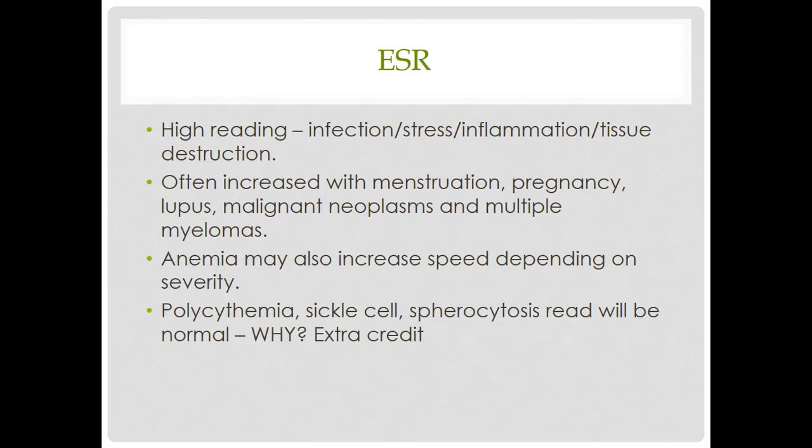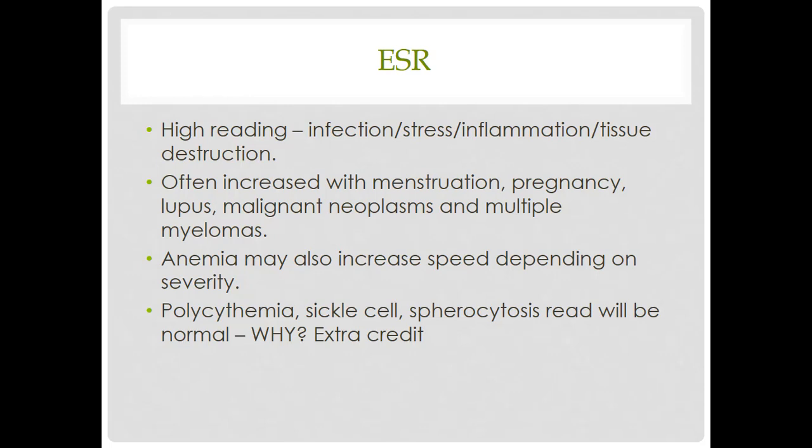Anemia could also increase the speed depending on the severity of the anemia. Remember, if the anemia makes the red blood cells really small, they're going to fall faster too. If they're normal size, they're going to sort of elbow up against each other and not fall as fast. But if they're really tiny, they'll fall quite fast.